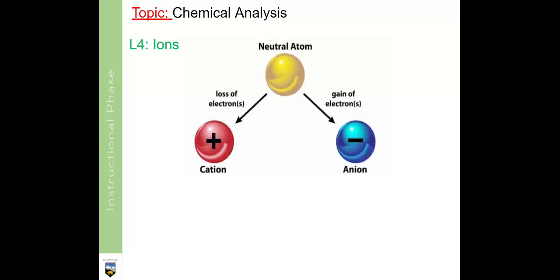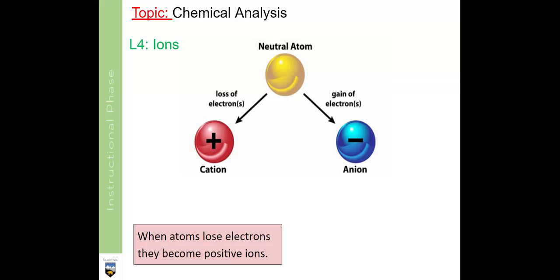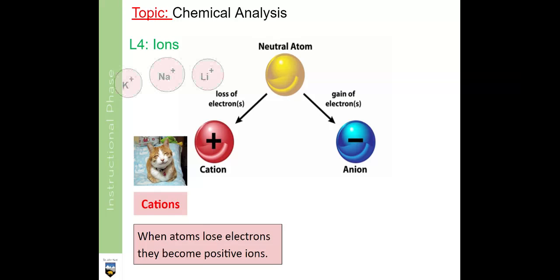So lesson 4 was all about ions. Now, I didn't want to go straight into testing ions without revisiting what ions are. So if you remember, ions are charged particles. They're formed when atoms lose or gain electrons. So if an atom loses electrons, they become positive. Remember, if an atom is neutral and it loses negative electrons, it must become more positive. And remember, positive ions are called cations, and they are all metal ions.